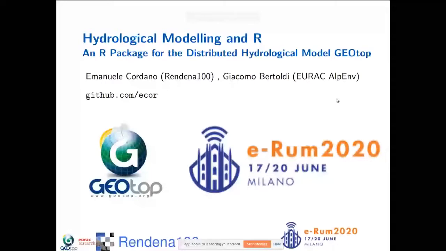My talk is about a hydrological model in R, and I'm talking about the package that I developed with other colleagues, which is called GEOtopbricks. It's an interface to a hydrological model.